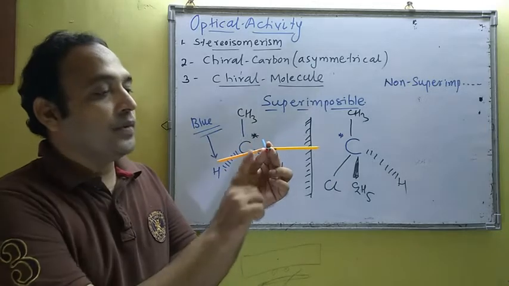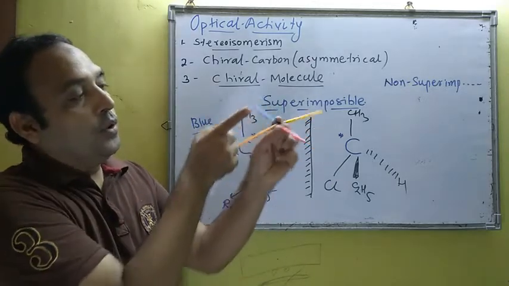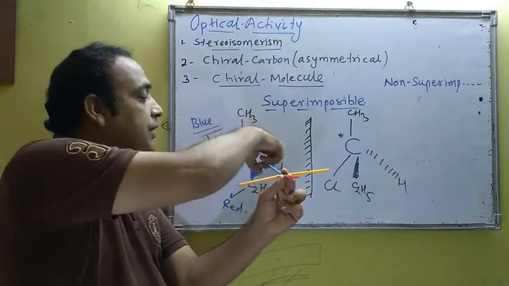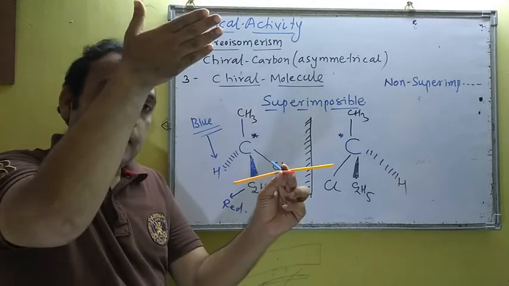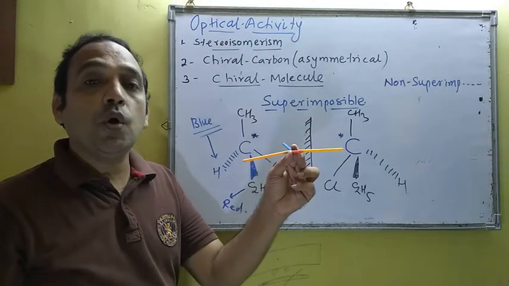So this is the structure. Here C2H5 is at the front side, here the blue color is at the back side, and the two yellow colors, CH3 and Cl, are in the plane. So this is the structure of 2-chlorobutane.